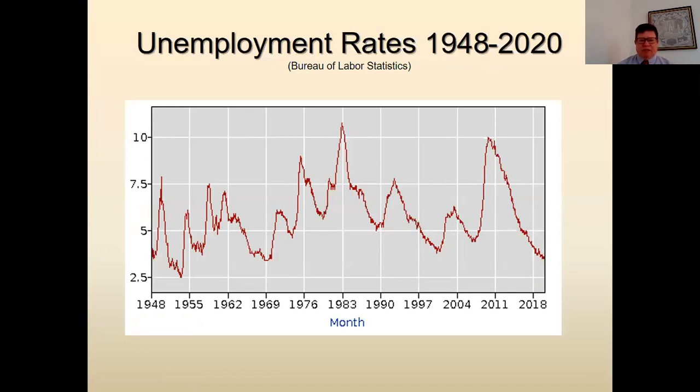And obviously you can see that recessions are the points at which we get the highest unemployment. So the worst economy that we've had since World War II really was back in the 1980s with about 10.3 or 10.4% unemployment. We hit 10% in 2009. And then again, you see the drop in unemployment as the economy gets better.